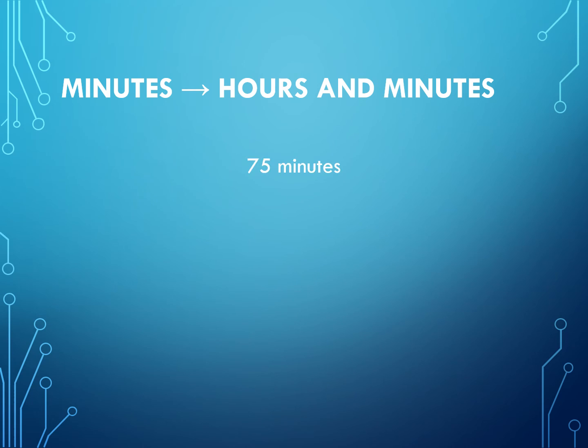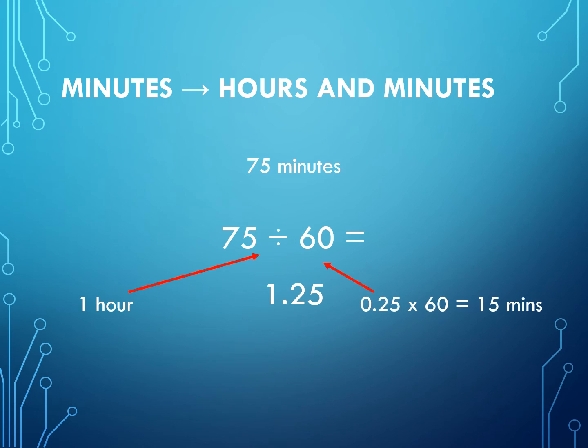Well, let's decode it, shall we? So we've got 75 minutes. 75 divided by 60 is 1.25. Now, the important thing here is to understand that the 1 before the decimal place stands for the 1 whole hour. And the 0.25 after the decimal place, you multiply by 60 to get the time in minutes, okay? Because this is a decimalized part of an entire hour. Therefore, 0.25 times 60 equals 15 minutes. So in all, it's actually 1 hour and 15 minutes, not 1 hour, 25 minutes.